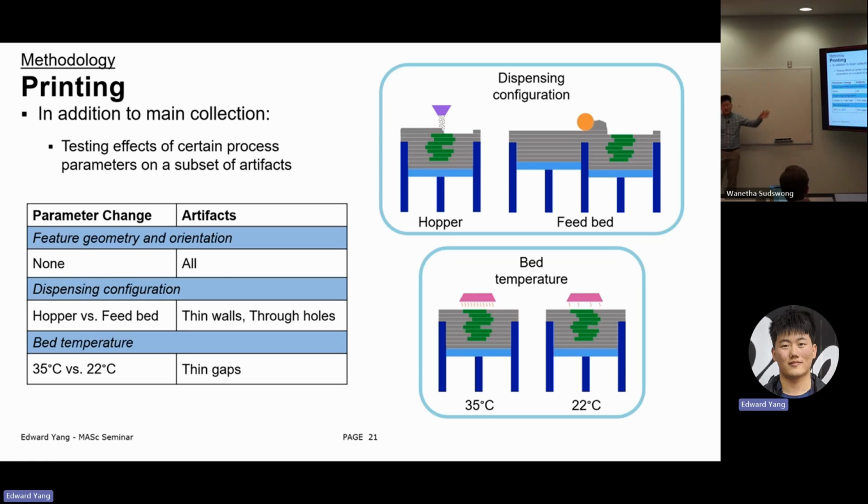So I printed a subset of parts using that configuration as well. And for bed temperature, I wanted to see if the heating that happened between each layer affected the printability of certain features as well. So I looked at thin gaps and checked it against 2 different temperatures to see if there's any indication of something happening there.